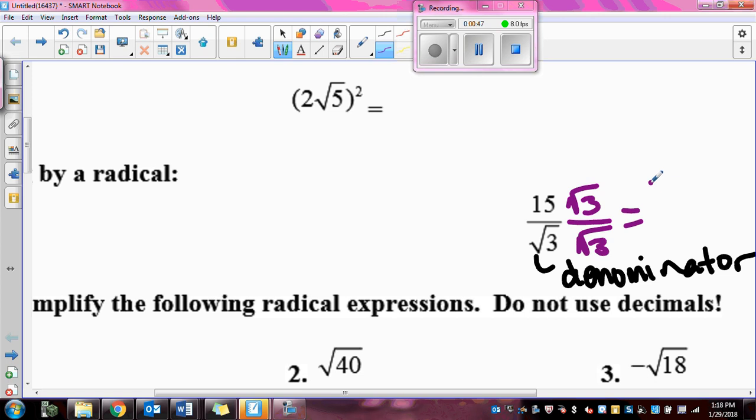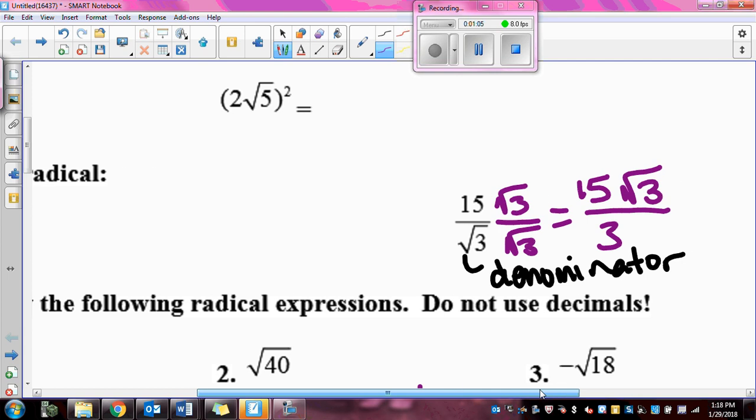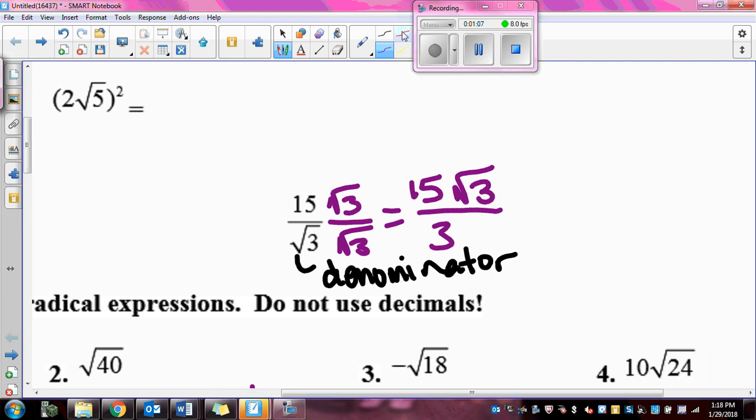15 times the square root of 3 is just 15 square root of 3. And then square root of 3 times the square root of 3, you can remember that we did this during the warm-up. A square root of 3 squared, the square root and the squared cancel each other. So we just have 3 in the denominator. And now I can actually simplify this. Not always can you simplify it, but in this case I can, because 3 does go into 15.